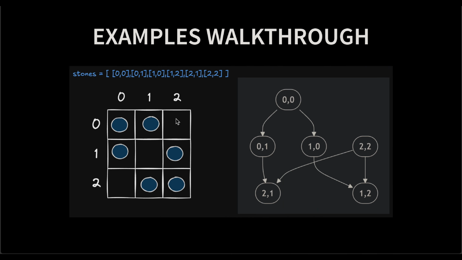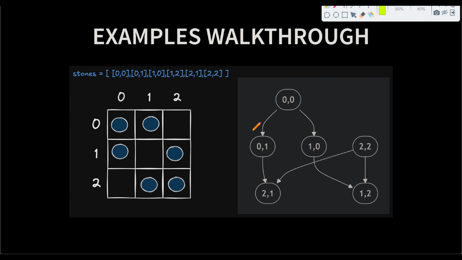Now from this example, if we look at this diagram carefully, we can see that if two stones share the same row or same column, that means they form an edge connecting them in the graph. For example, stone at 0, 0 shares the same row with stone at 0, 1 and same column with stone at 1, 0. Note that it is not a directed graph, but an undirected one. I have shown the arrows by mistake, so please ignore them.